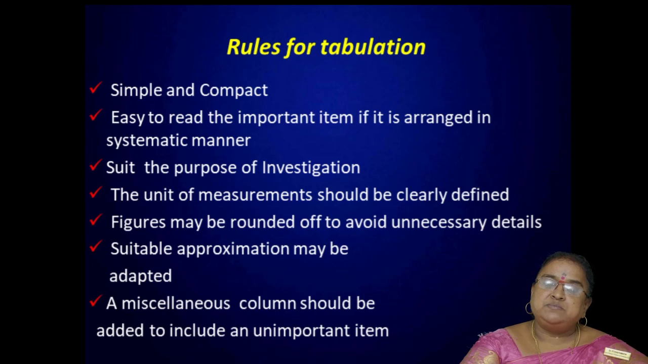Then figures may be rounded off to avoid unnecessary details. If you get the answer as 44.5, you have to convert it into 45. Then approximations may be adopted. For kilograms, we give kg, just like that. Then a miscellaneous column should be added to include unimportant items. If you think it is not necessary, but we have to include it as a part of the table, then we include those matters in the miscellaneous column.